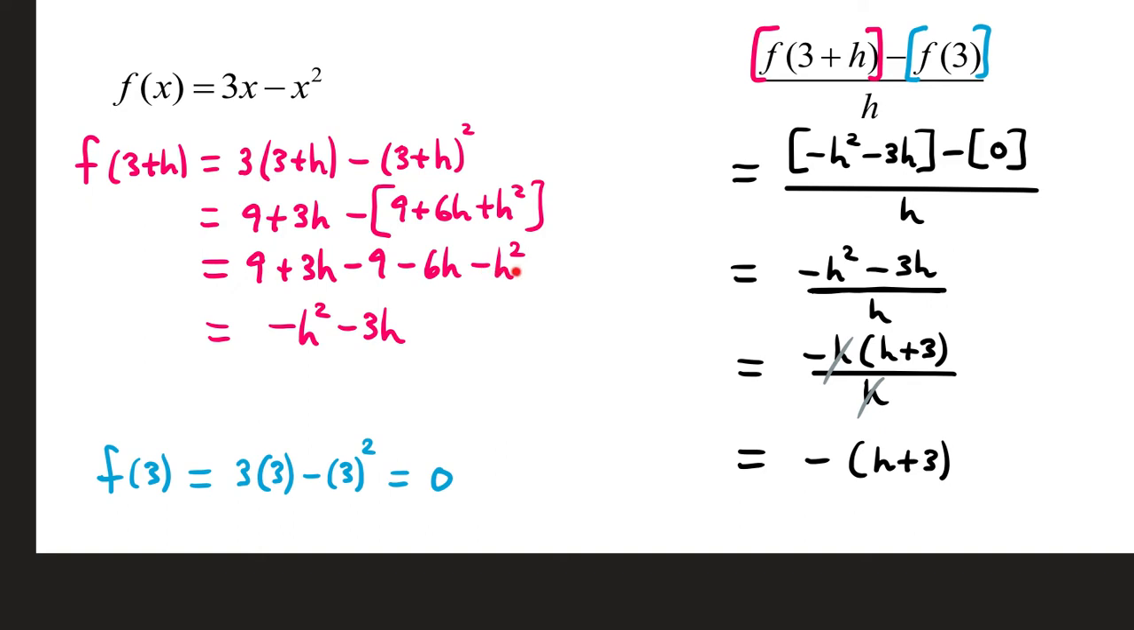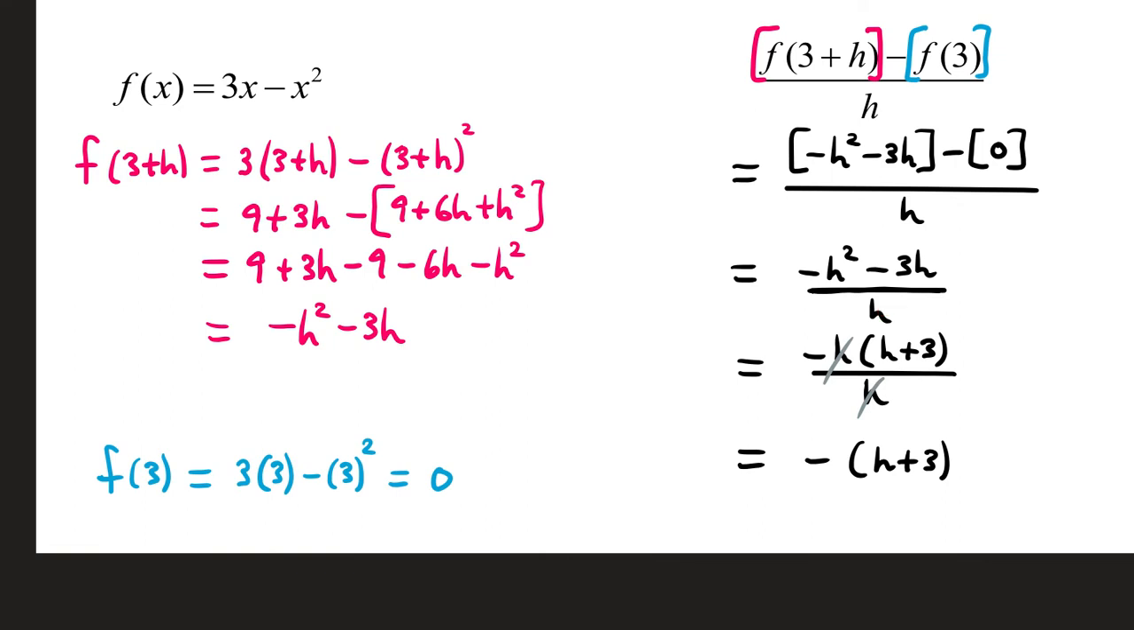Now we can subtract these three terms, basically distribute a negative 1. Combining like terms, we have a negative h squared. 3h minus 6h is negative 3h. The 9's zero each other out. So this upper left part of the difference quotient is negative h squared minus 3h. The upper right is f of 3. Substituting 3 into the function above, 3 times 3 minus 3 squared, 9 minus 9 is 0. So that upper right is 0. That simplifies to negative h squared minus 3h all over h.